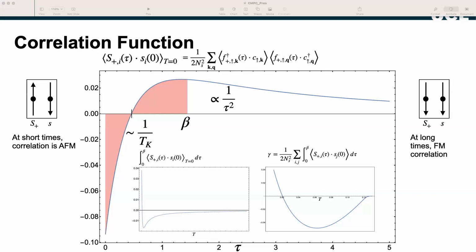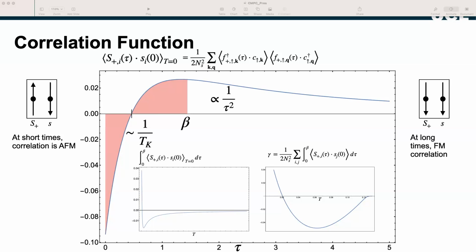This is the correlation function. You work out the expectation value of S plus and S_i on the same site, at T equals 0, given by this equation. Then you can see that it starts off negative, so at short times the correlation is antiferromagnetic, the spins are anti-aligned. But then at long times, the correlation becomes ferromagnetic. So the spins are aligned with each other, the S plus and conduction electrons.